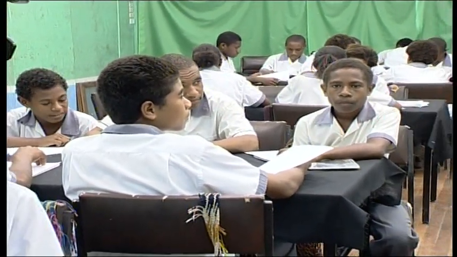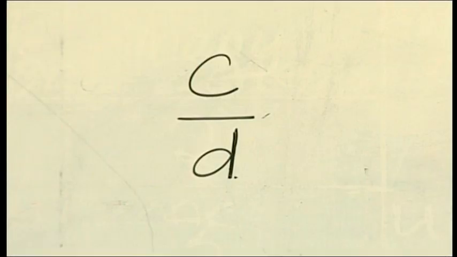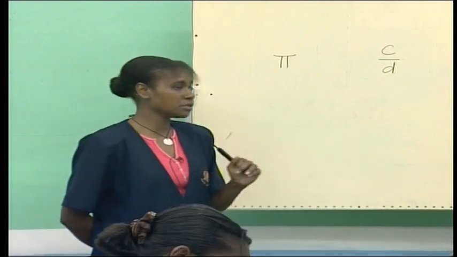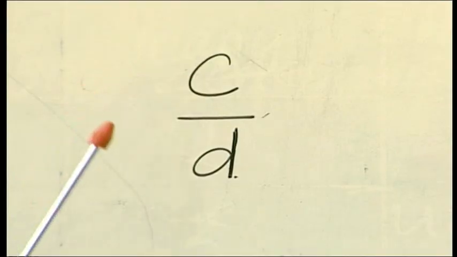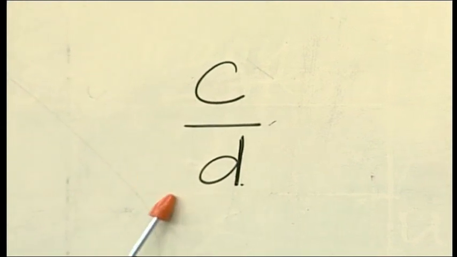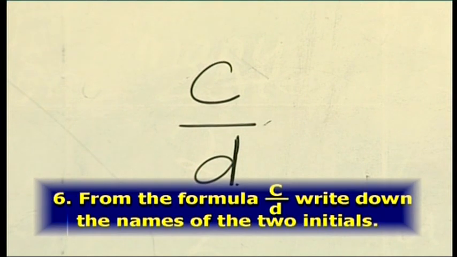Number 6. On the whiteboard here, I have the formula C over D. I'd like you to write the names given for these two initials or two letters. What does C stand for and what does D stand for? Quickly on your blank sheet of paper, I'd like you to write me the meaning of those two letters. You learned this in your previous lesson. You should know the full names. As soon as you finish, I'd like you to face your papers down.